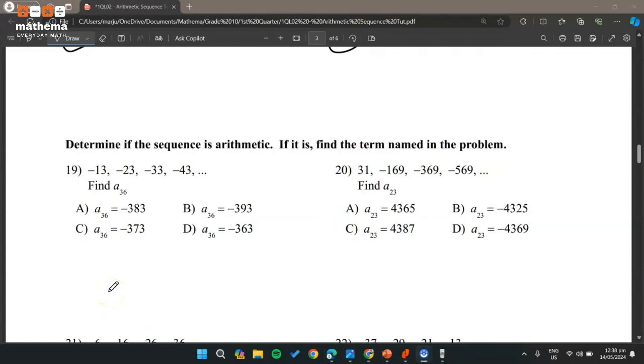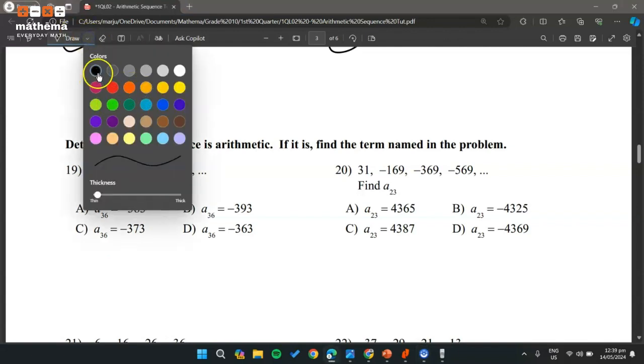Now for number 19, we are asked to determine if the sequence is arithmetic. And if it is arithmetic, we are going to find the term indicated. So for example, for number 19, we are asked to find the 36th term. So how do we find the 36th term? We are going to make use of this formula or notation.